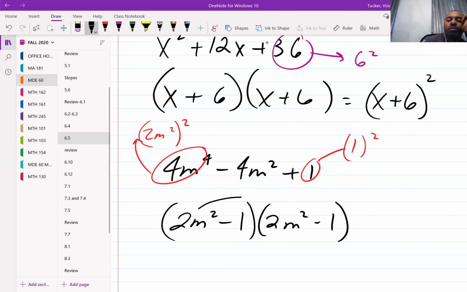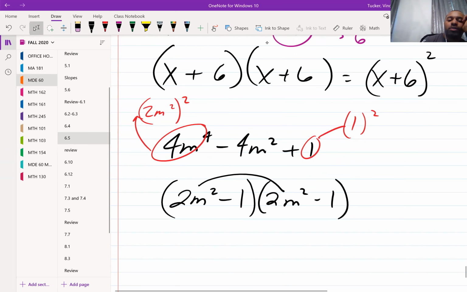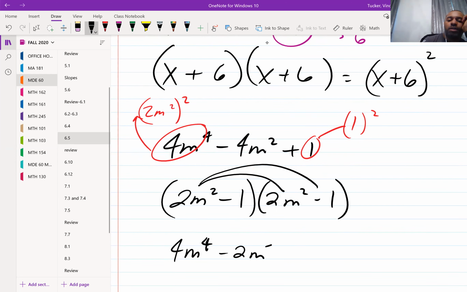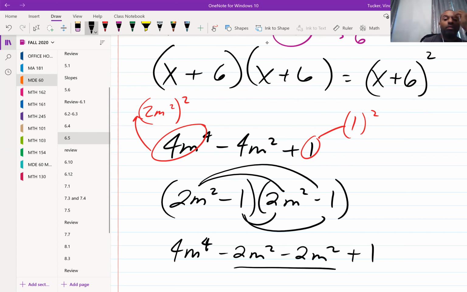So 2m squared times 2m squared is 4m to the fourth. 2m squared times negative 1 is negative 2m squared. Oh, negative 1 times 2m squared, negative 2m squared. Negative 1 times negative 1 is plus 1. Add these in the middle, and you get your negative 4m squared. So this is the correct factorization.